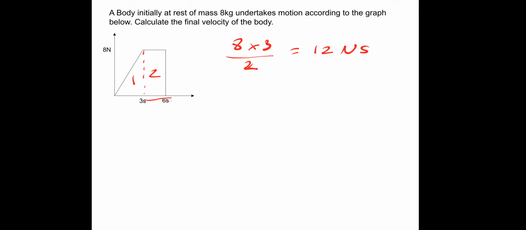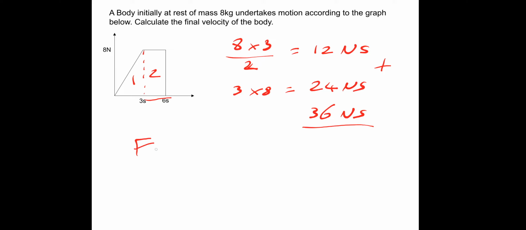And then the next bit is 3 again, 3 times 8, which is 24 newton seconds. And then just simply add them together. So the total impulse, or change in momentum, is 36 newton seconds.